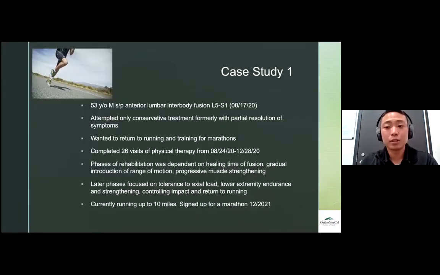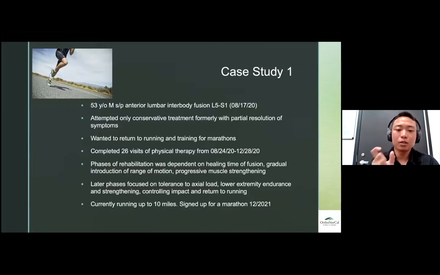This is actually Dr. Cole's patient. He's a 53-year-old male, and he had an anterior lumbar interbody fusion from L5 to S1. So lumbar 5, the fifth lumbar vertebral segment, and then the sacrum, which is the top part of the base of the spine. Before he had this procedure, he attended physical therapy, and that was helpful for some time, but it wasn't enough to fully relieve his discomfort. He wanted to get back to training for marathons and running, and he did complete 26 physical therapy visits.